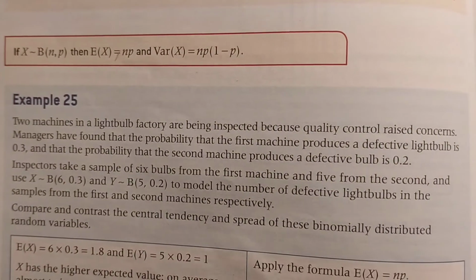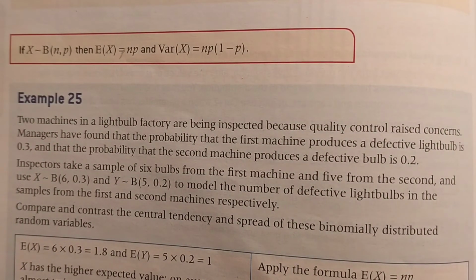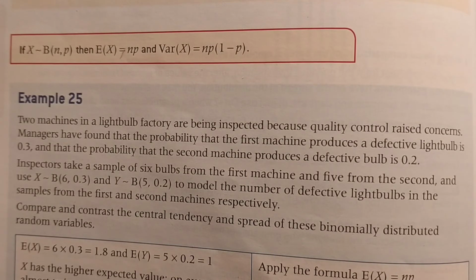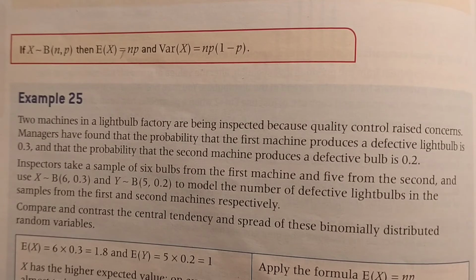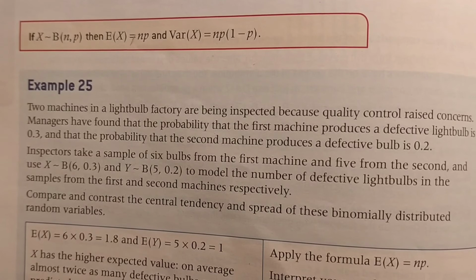Remember, variance is like a measure of spread. It's the average squared distance a value is from the mean. And just for now, know that it's a measure of spread. And in a minute, you're going to be comparing expected value and variances for two different distributions. So let's look at example 25. You might want to write that yellow bit in your notes.